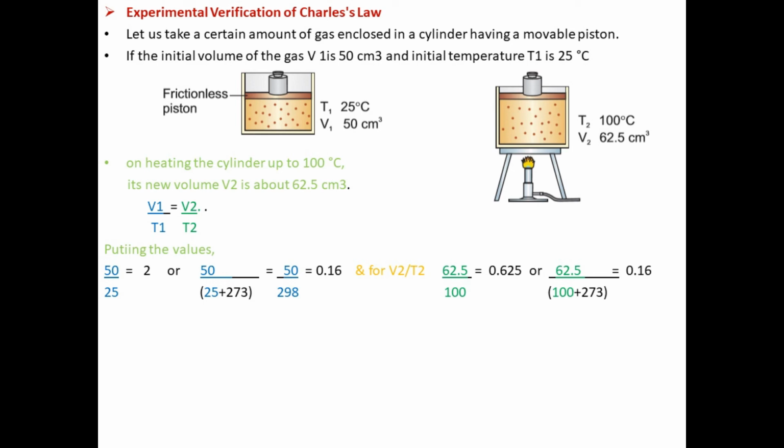So to prove this equation, we have to convert the temperature from degrees centigrade to the Kelvin scale. For this purpose, we add 273 to T1 and T2. Now adding 273 to 25, we get the temperature 298 Kelvin. Now dividing 50 by 298, we get the answer 0.16. Now on the right side of the equation, by dividing 62.5 by 373, we get the same answer. As both sides have the same answer, we have proved the equation V1 over T1 is equal to V2 over T2.